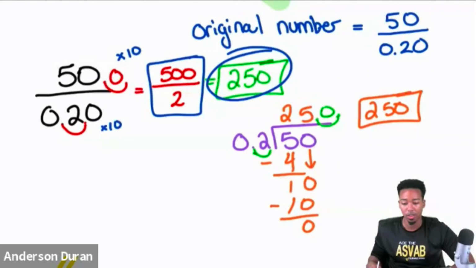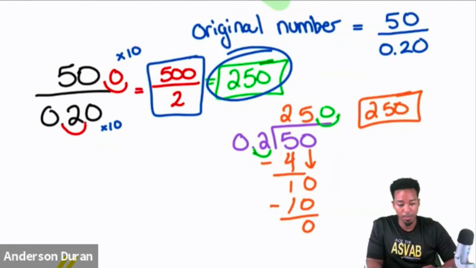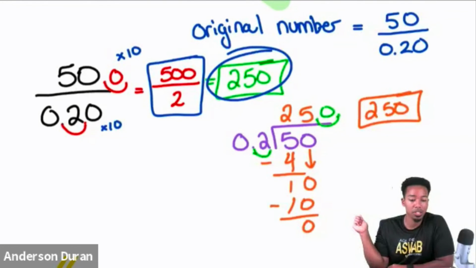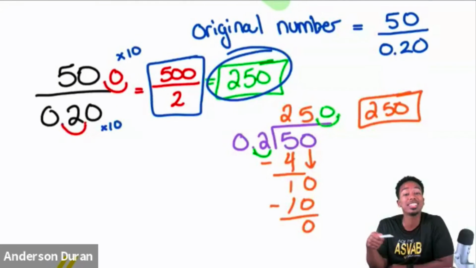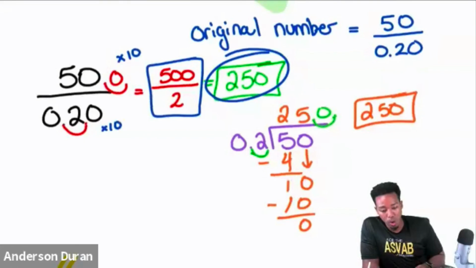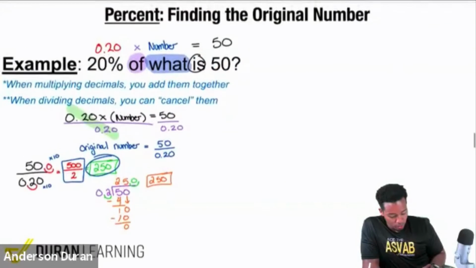Mikhail, does that help you out a little bit there? Cool. So again, the simple way to do it, if you want to do it straightforward, dividing decimals, move the decimal to the right at the end. But there's your answer there. It's going to be 250.